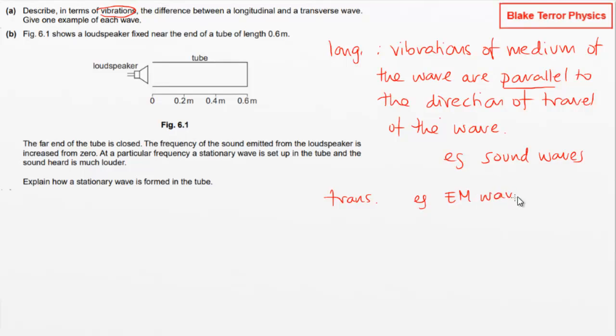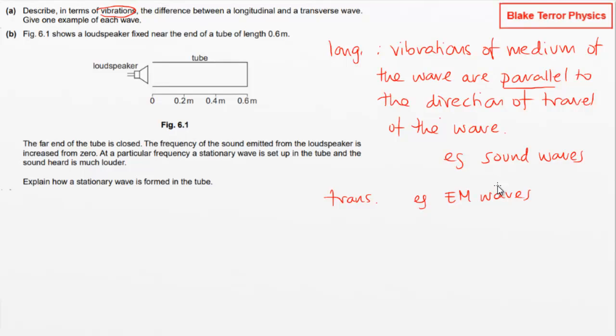Electromagnetic waves. Figure 6.1 shows a loudspeaker fixed near the end of a tube of length 0.6 meters. The far end of the tube is closed. The frequency of the sound emitted from the loudspeaker is increased from 0. Now, a particular frequency of stationary wave is set up in the tube, and the sound heard is much louder. Explain how a stationary wave is formed in the tube.